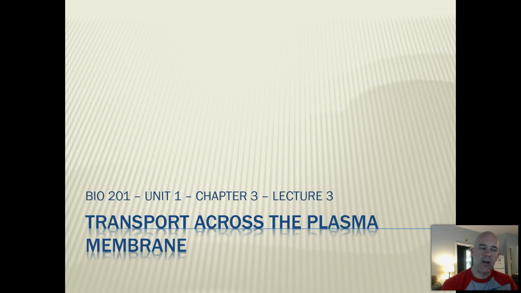All right, so in the next lecture we're going to talk more about how substances get across the plasma membrane. The plasma membrane is a barrier, so it needs to keep things out of the cell that are not supposed to come inside, and also you have to allow things to leave the cell that need to leave. And so how does that happen? We'll talk about that in the third lecture clip for Chapter 3.